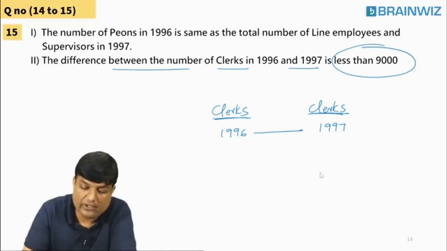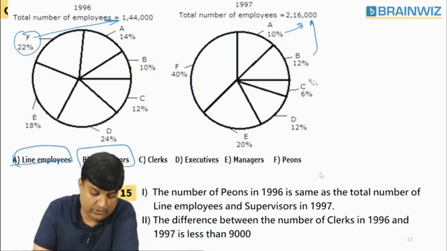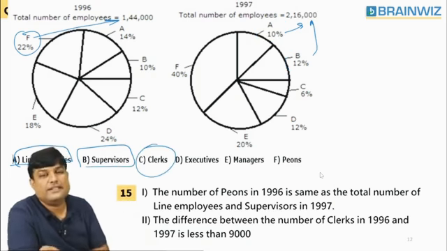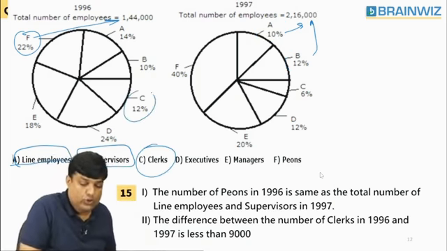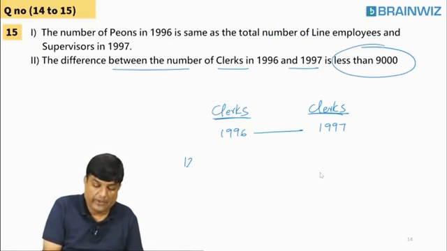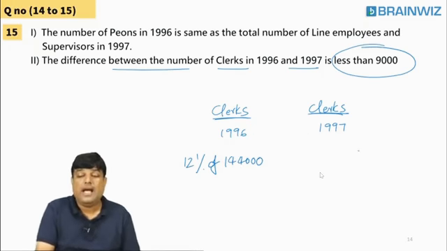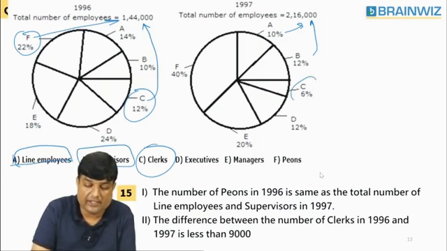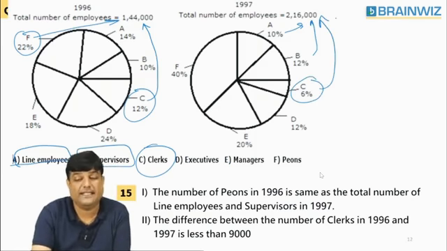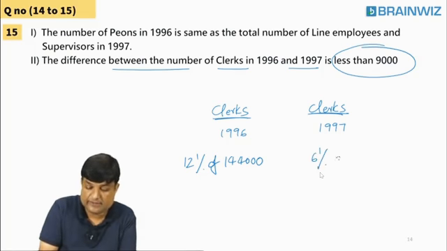So let's try to find out the clerks, everybody. Who are the clerks? C stands for clerks. So C is 12% of 1,44,000, the number of clerks in the year 1996. And the clerks in 1997 are 6% of 2,16,000. Guys, 6% of 2,16,000.